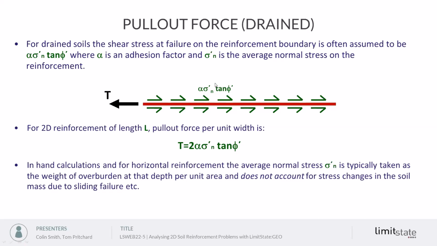Now, this requires us to calculate the effective normal stress, or the average normal stress. And in hand calculations, and for horizontal reinforcement, that's typically taken as the weight of overburden at that depth per unit area, and doesn't account for stress changes in the soil mass due to sliding failure. In the software, we can take account of that, so that is automatically dealt with by the software.